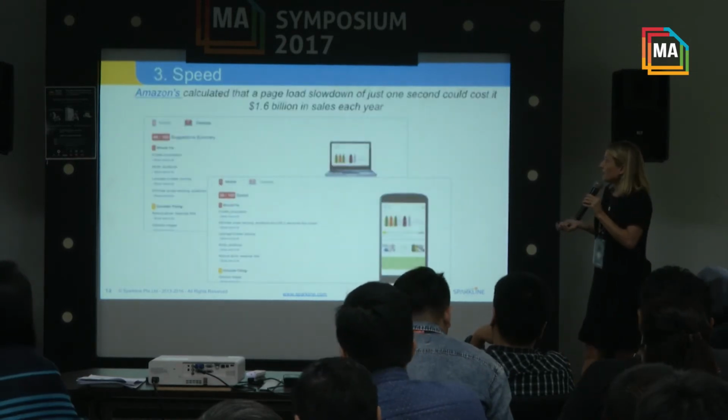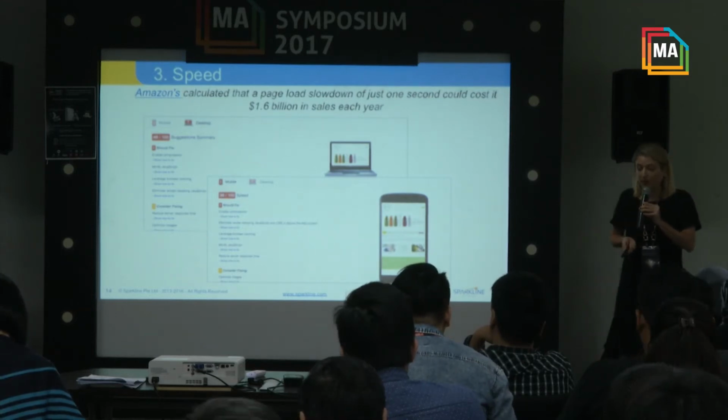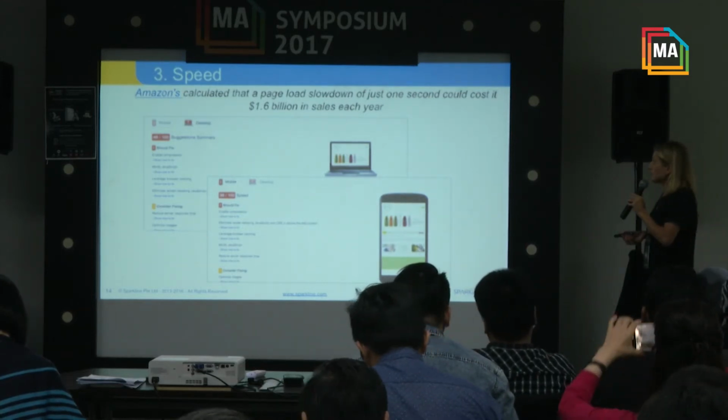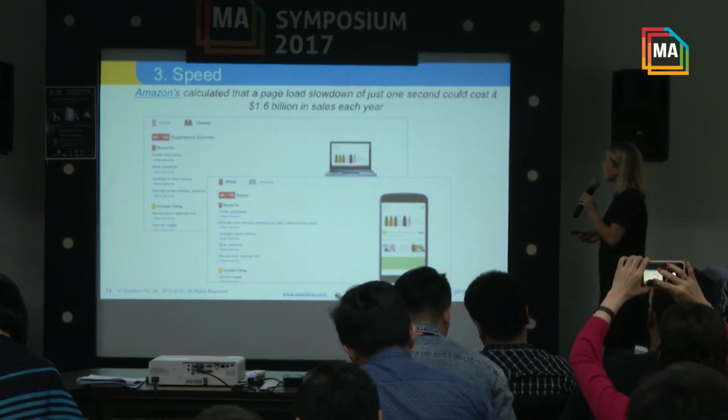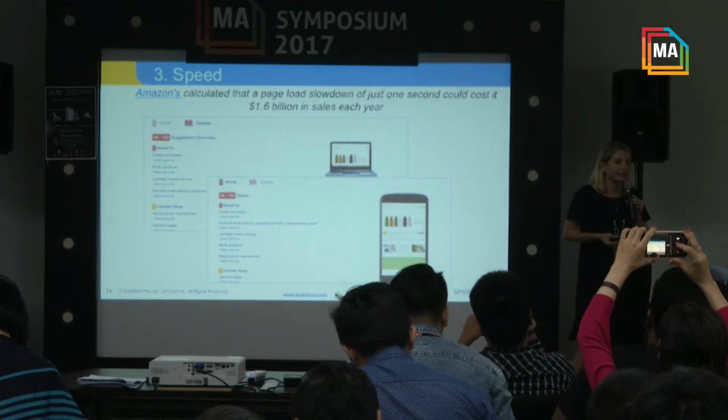Okay, the third one is speed. So you guys have probably been told this a lot, but speed is very important. And the quote at the top is from Amazon that says, a page load slowdown of just 1 second can cost that business $1.6 billion in sales each year.